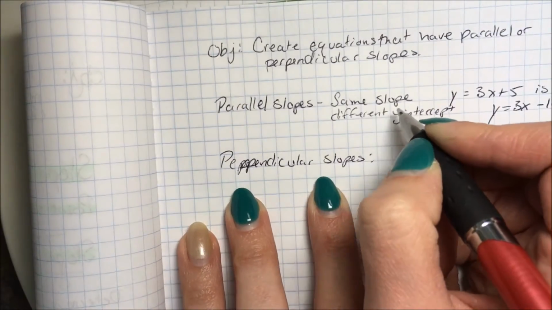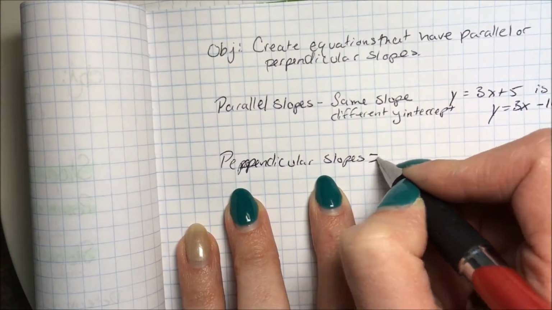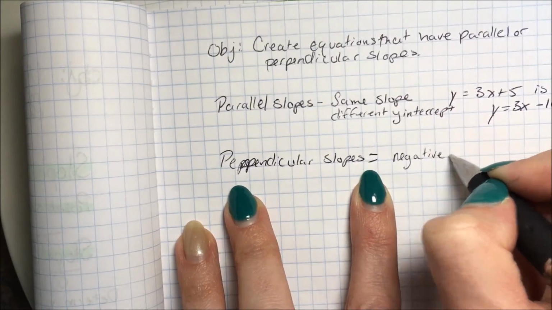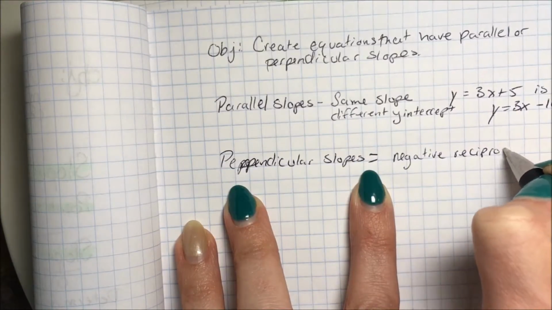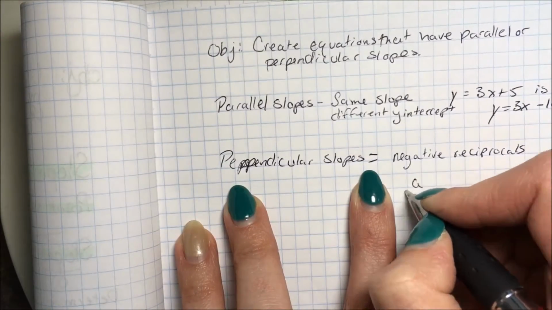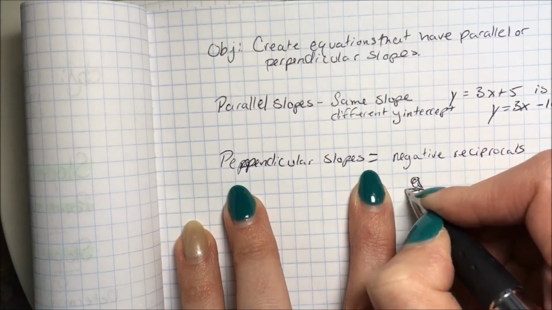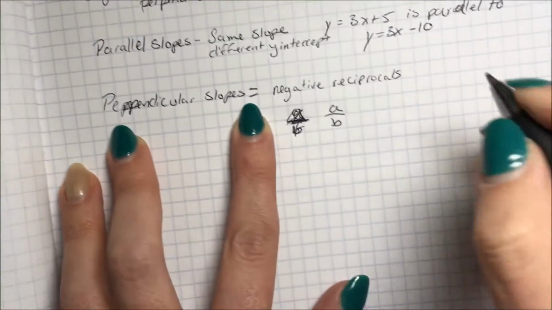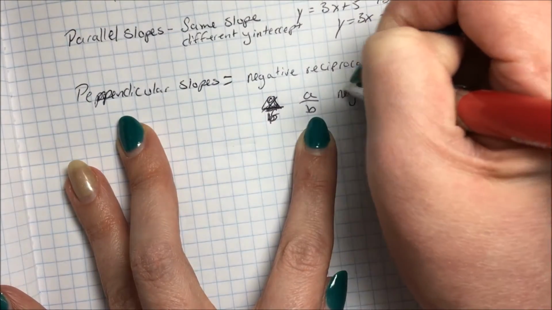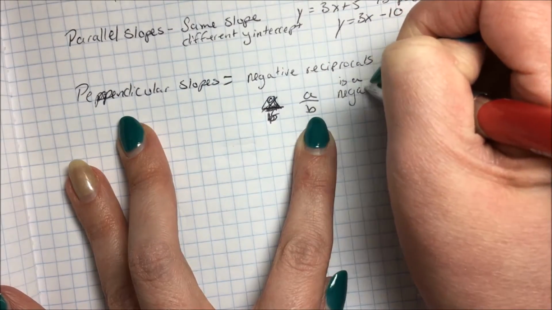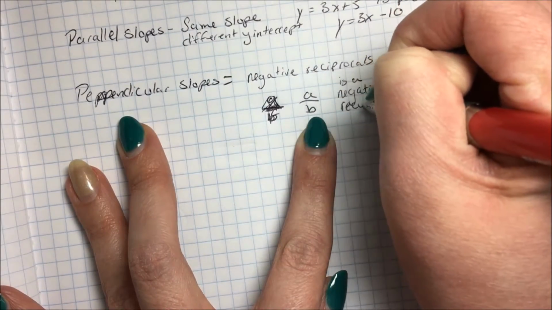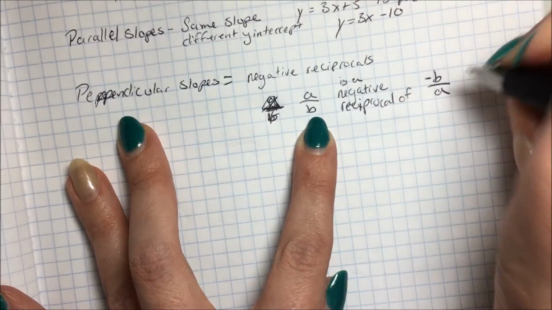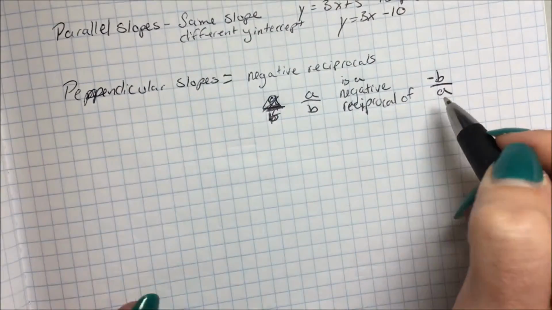Okay. If parallel slopes are same slopes, perpendicular slopes are totally opposites from each other. They are negative reciprocals. So A over B, if some slope was A over B, I'd flip it and negate it. So A over B is a negative reciprocal of negative B over A.